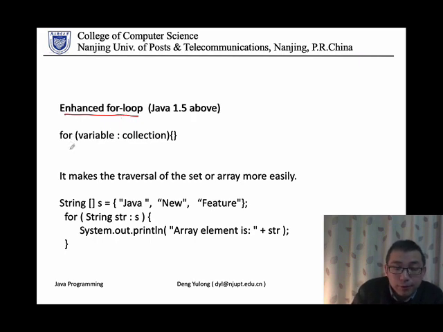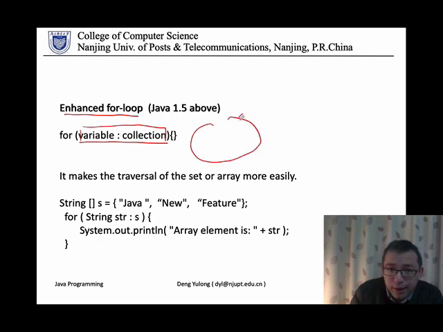Inside the parentheses of the enhanced for loop, instead of three steps, we only put this format: a variable and a collection. That means if we have a collection, what is it? A collection is a set or array. Inside a set or array, we have a lot of items. For example, in an array we have 10 items.